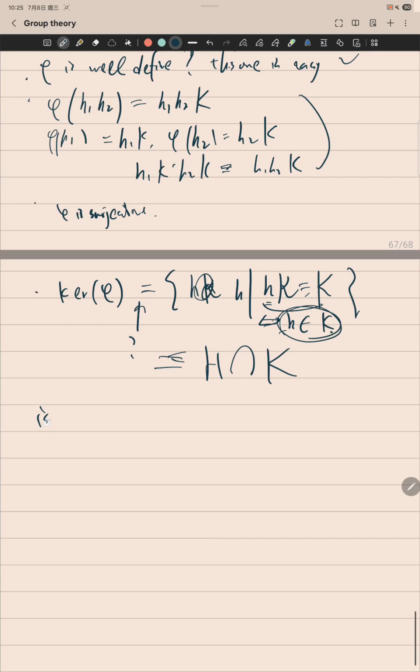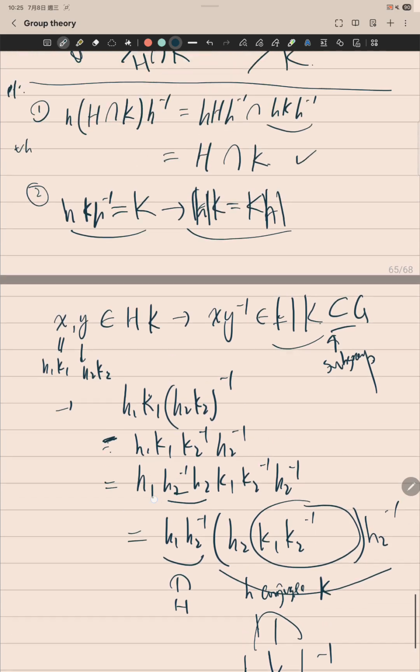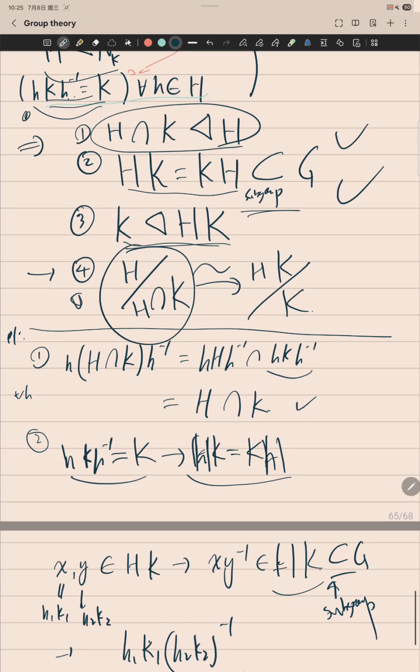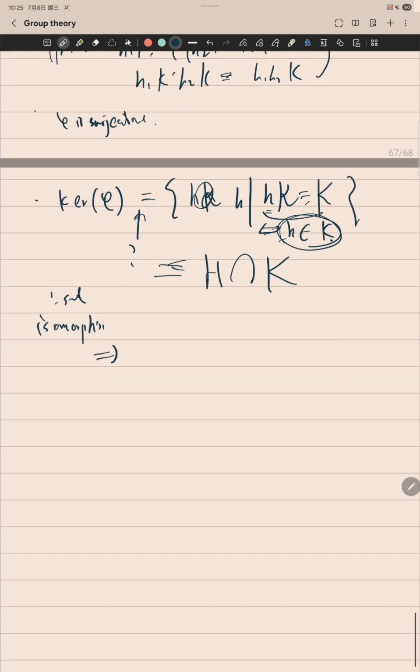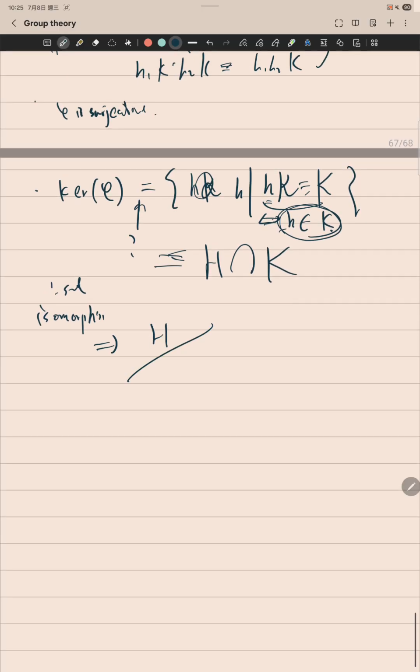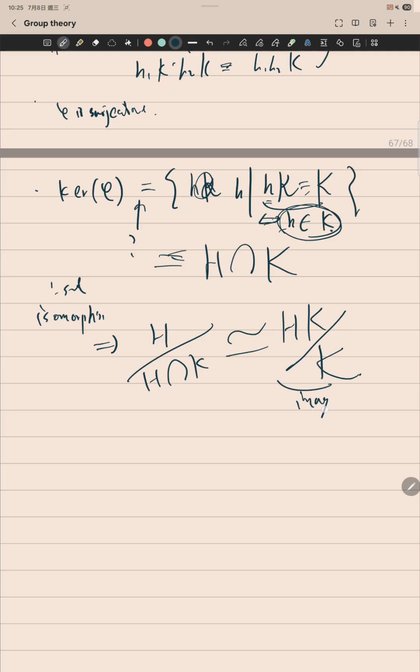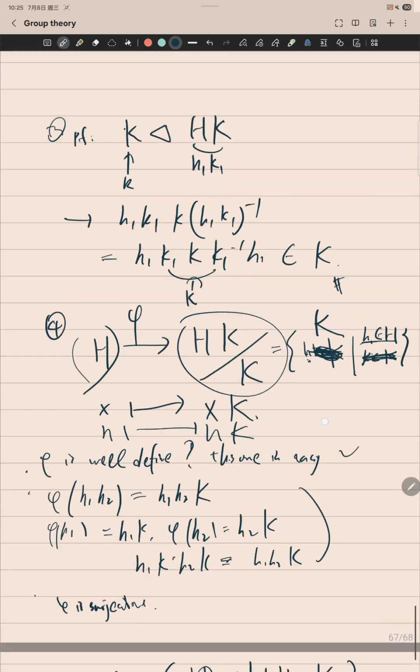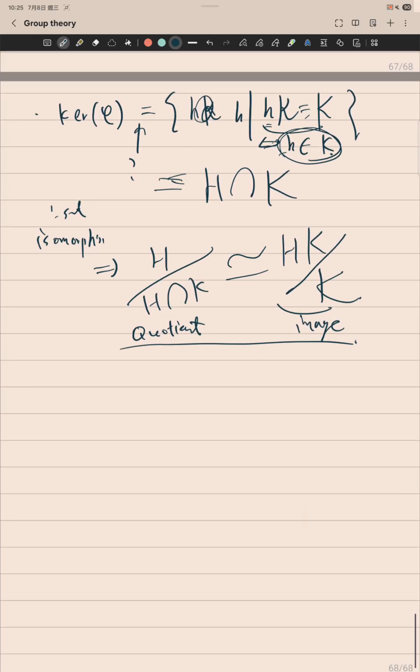So now we can use the isomorphism theorem. The first isomorphism theorem tells you that on the left-hand side, this guy, H quotient by the kernel, is isomorphic via the map to the image. So this is the image, this is the quotient. Okay, nice. So we proved the first, second, and third isomorphism theorems.